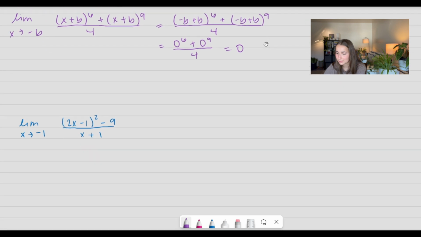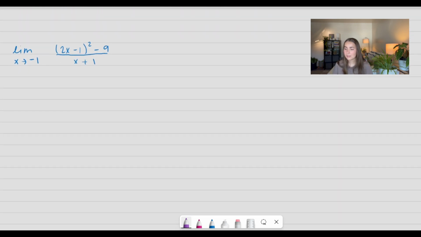Let's see another example. We have the limit as x approaches negative 1 of 2x minus 1 quantity squared minus 9 over x plus 1. So this one's also a bit different because we're not going to be factoring out the numerator first. We actually need to FOIL. So let's go ahead and simplify this out a little bit.